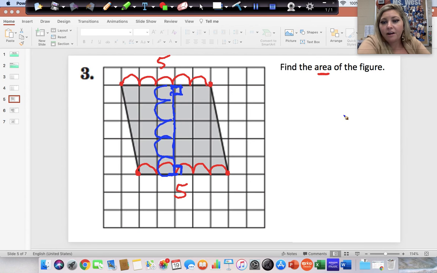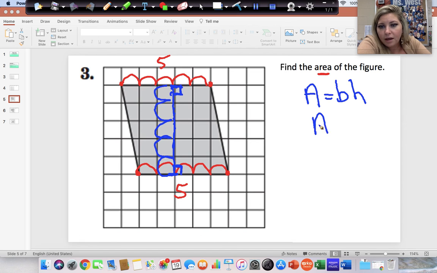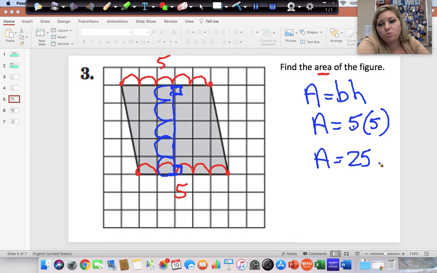So if we're finding the area of a parallelogram, it's base times height, and our base is 5, and our height is also 5. So 5 times 5 gives me 25. So our area is 25 units squared.